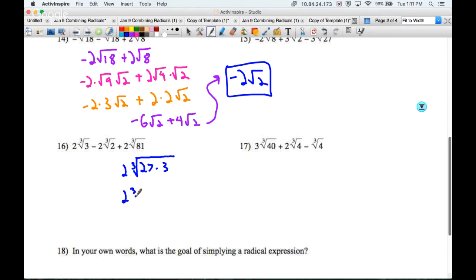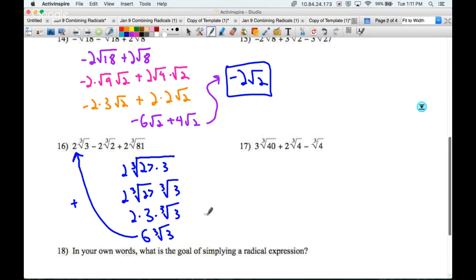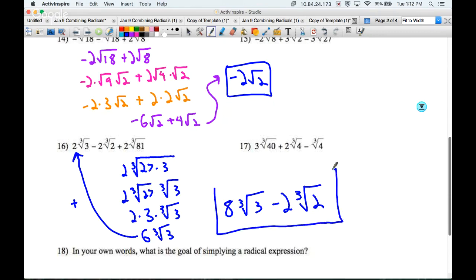And then cubed root of 27 is 3. So this becomes 2 times 3 times the cubed root of 3, or 6 cube root 3. Now that can be combined with that for a final answer of 8 cubed root 3 minus 2 cubed root 2. So I simplified that last term. It had the same radicand as the first term, so we were able to combine them, just like combining like terms. And we get this expression here.